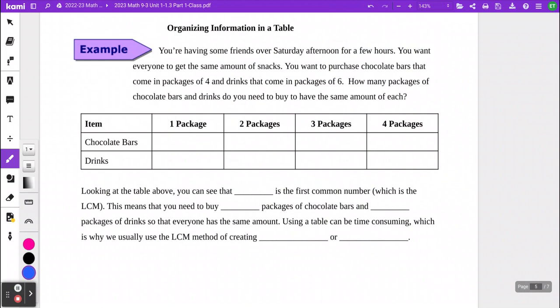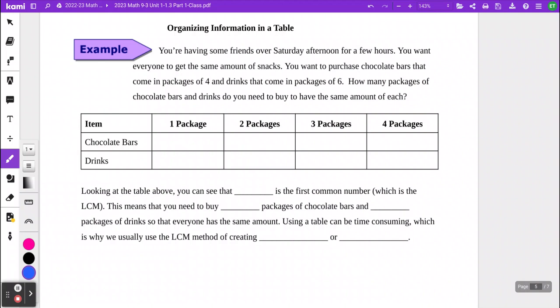Okay, last example. What if we organize information in a table? Sometimes using a table is time consuming. So usually making our LCM skip count lists is easier, but sometimes tables, if we have a lot of different items, then it is easier to use a table. So let's take a look at this example. We're having friends over on Saturday for a few hours in the afternoon. You want everyone to get the same amount of snacks. You want to purchase chocolate bars that come in packages of 4 and drinks that come in packages of 6. How many packages of chocolate bars and drinks do you need to buy to have the same amount of each?